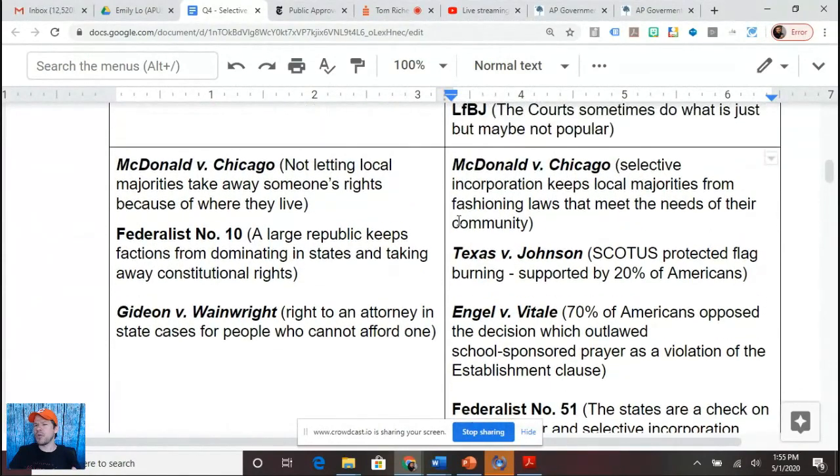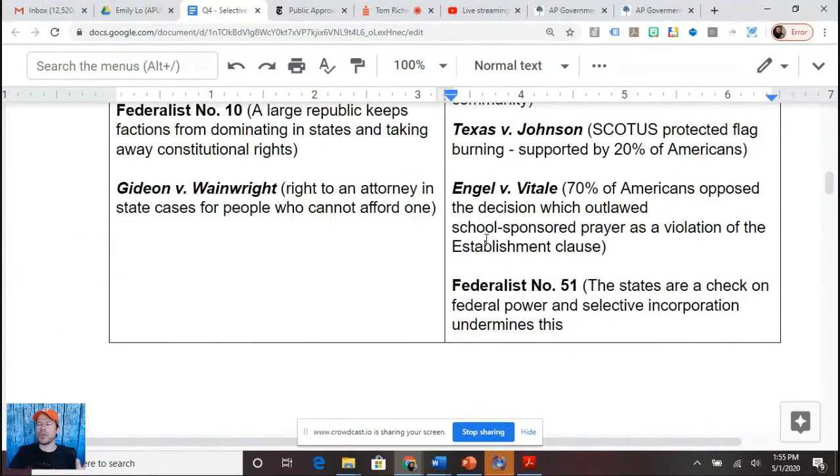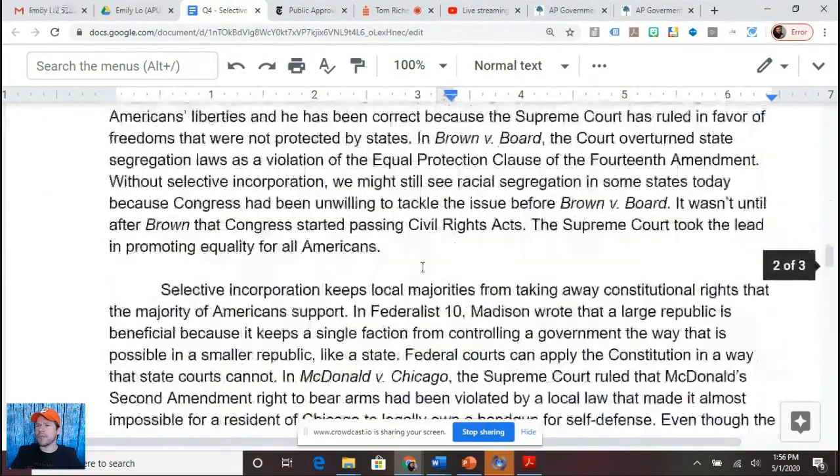Now, another thing that I noted here is Federalist 51. You could say that selective incorporation has thrown off this very delicate balance in Federalist 51. Note that Madison in Federalist 51 is not only writing about the checks and balances between the 3 branches at the federal level, but also the states. So he's also noting how the states could check the power of the federal government. Okay, so going from there, we can get into these essays.